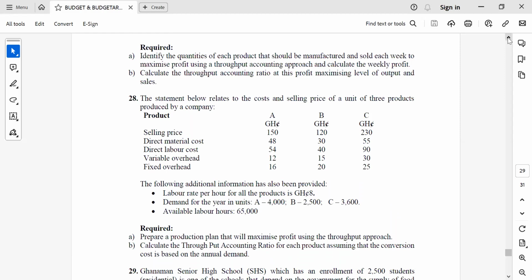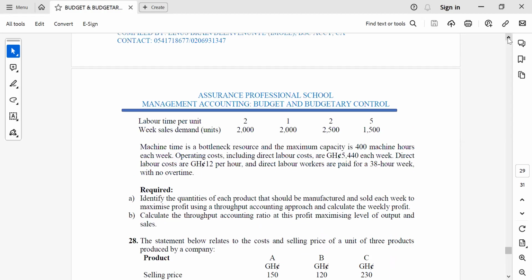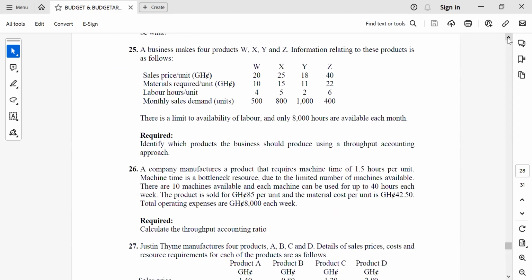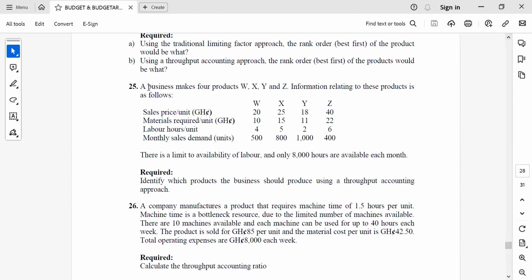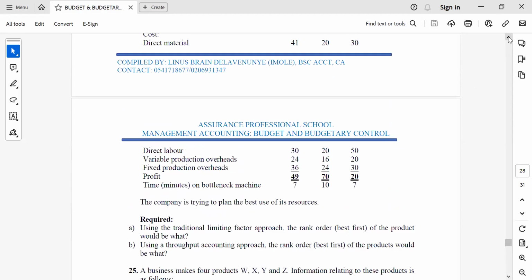That is what most teachers do: they solve the simple question in class and give the difficult one to you as an assignment. So don't worry, it is normal. I want to solve a question. Questions 25 and 26, you can try those. This one is for multiple products and this one is for a single product. It's very simple. Which one do I use?